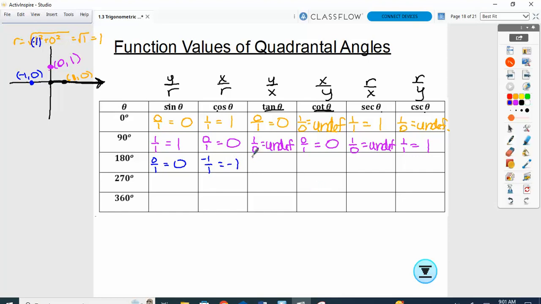Tangent, y divided by x, so 0 divided by -1. Cotangent, x divided by y, so -1 divided by 0. Secant, r divided by x, so 1 divided by -1. And cosecant, r divided by y.